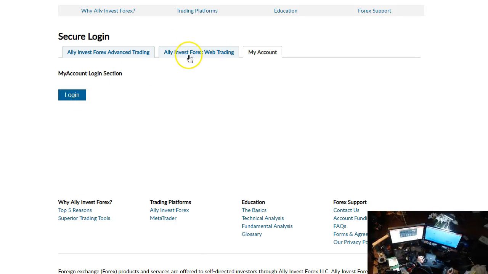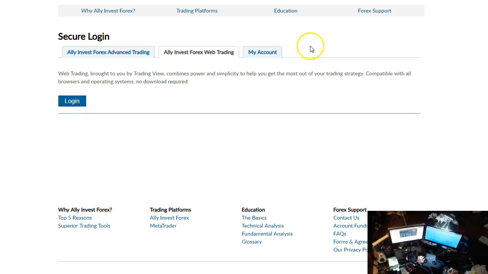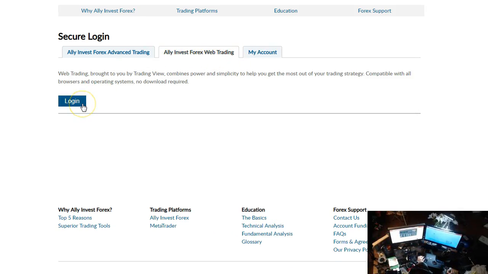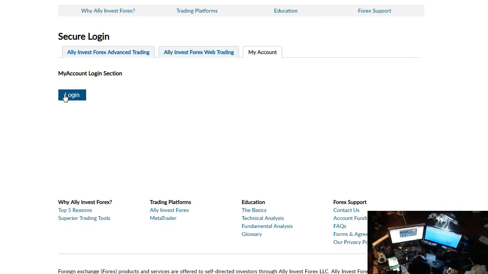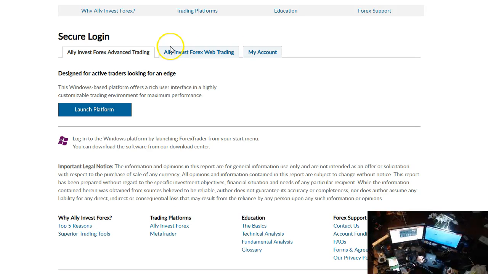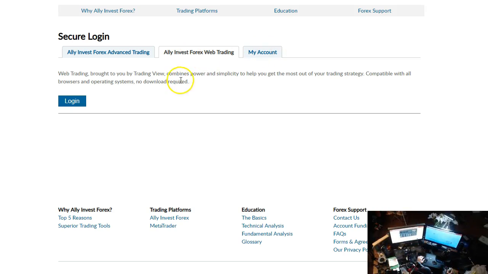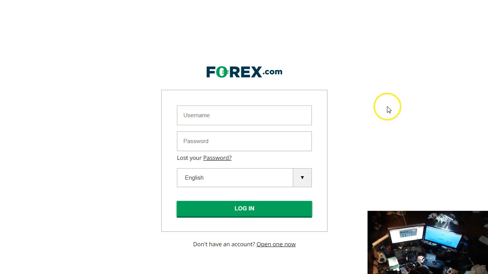Then you have Ally Invest Forex Web Trading. And that's another login. So what's the difference between these two? Because my instincts are telling me they're redundant. Let's see what the links say. So on the bottom of the screen, this one says webtrading2.forex.com. This says account.efxnow.com. Login Ally. So these two buttons take you two different places. It's just, wow. All right, so let me try this one. I think this is the right one.